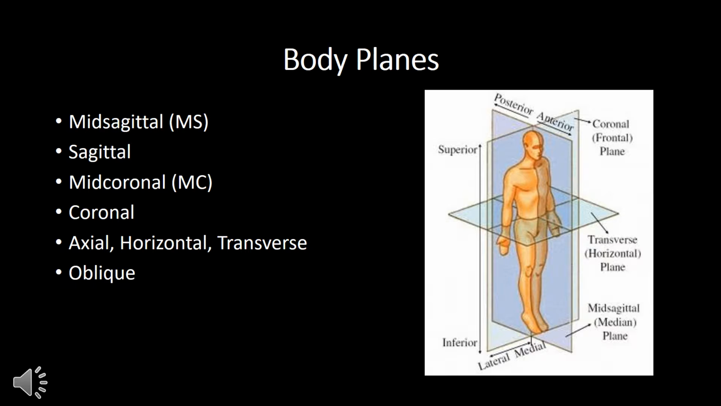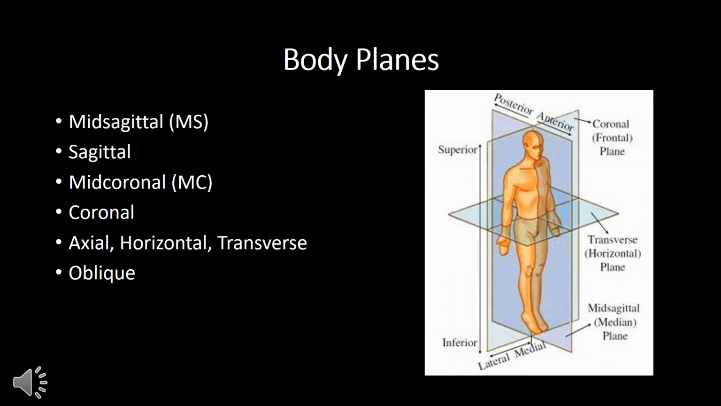Next, we have body planes. These are our sectional images. This is how our pictures are going to be labeled. These are the planes that we're going to be using to visualize anatomy in this class. You will learn to recognize a picture, determine the plane, and then locate that critical anatomy.